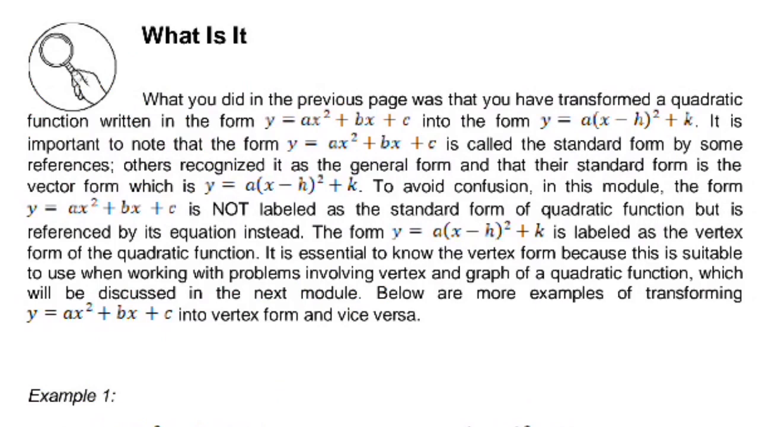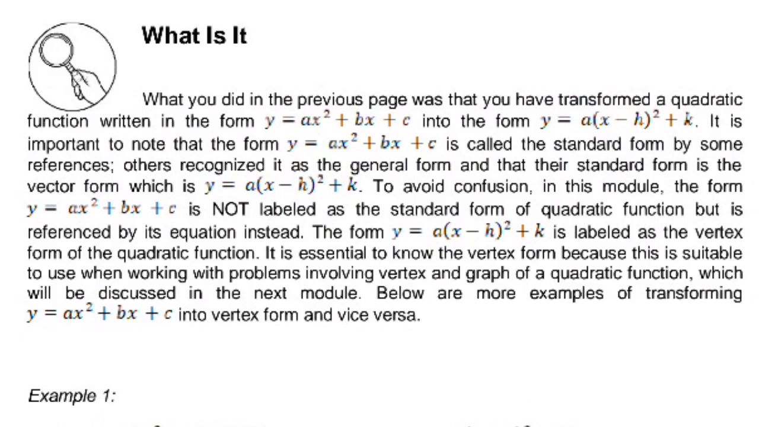What you did in the previous page was that you have transformed a quadratic function written in the form y equals ax squared plus bx plus c into the form y equals a times the quantity of x minus h squared plus k. It is important to note that the form y equals ax squared plus bx plus c is called the standard form by some references. Others recognize it as the general form, and that their standard form is the vector form, which is y equals a times the quantity of x minus h squared plus k.